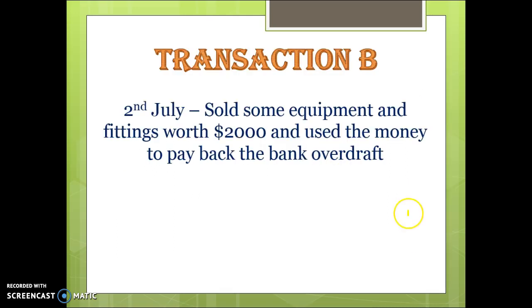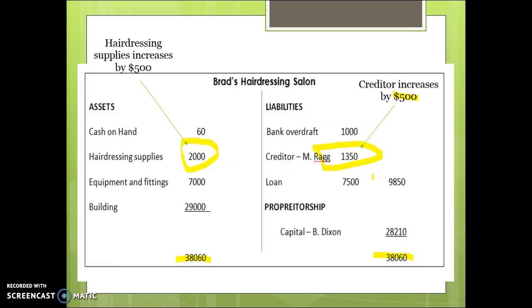Second transaction, we sold some equipment and fittings worth $2,000 and used the money to pay back the bank overdraft. So if we go back to here, this is our equipment and fittings at this point in time, and this is our bank overdraft. If we sell $2,000 of that, that's going to go down to $5,000. We use that money to pay off the amount we owe the bank, but we only owe the bank $1,000 and we're selling $2,000 of equipment. So once we sell that, we're now going to have more cash at bank. An extra $1,000 will now be in our bank account.